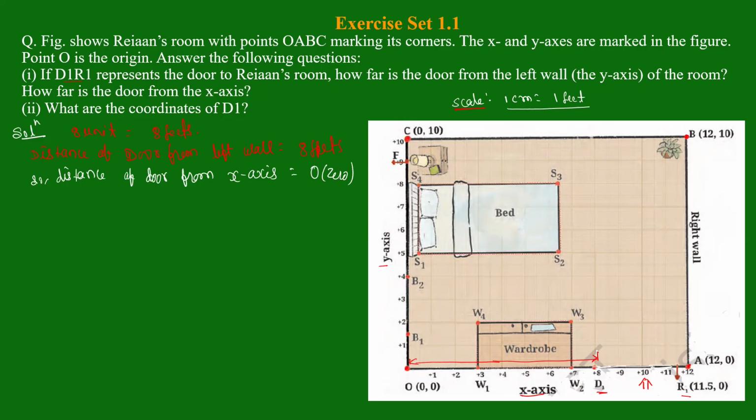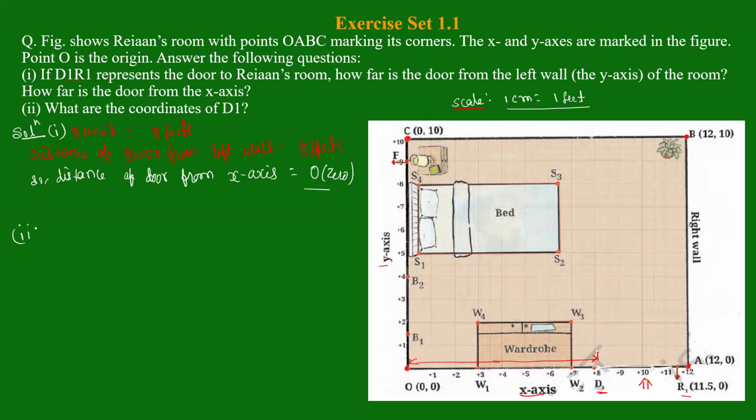So the x coordinate is the distance from the y-axis, and the y coordinate is the distance from the x-axis. On the x-axis the y coordinate is always 0. Where does this door lie? On the x-axis. So that's why the value is 0. So this is the solution for the first question.